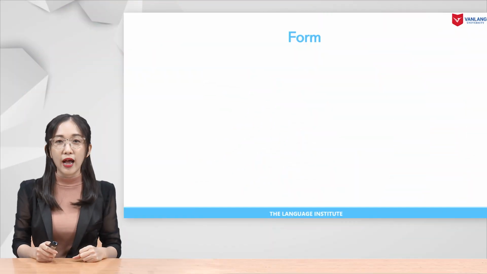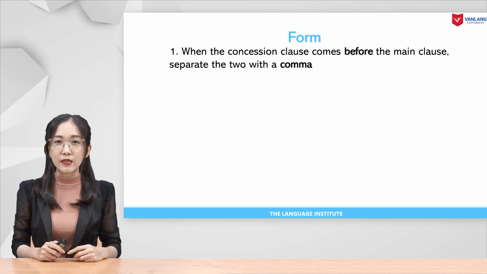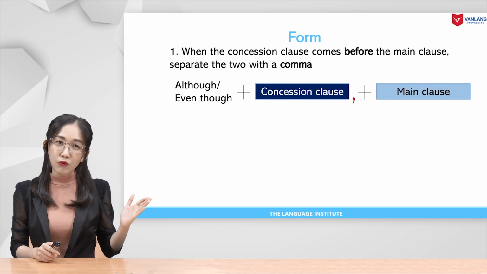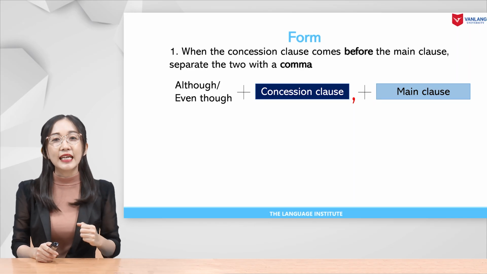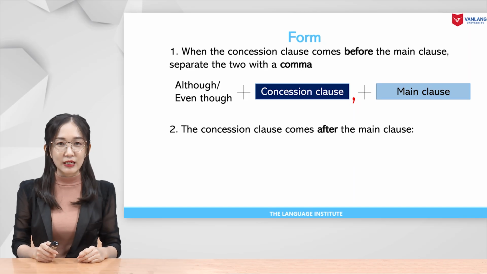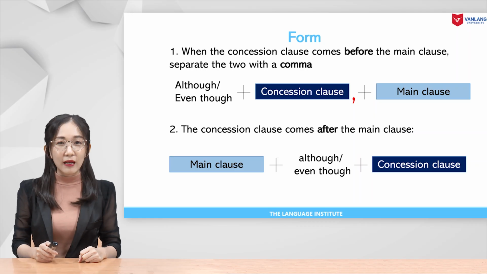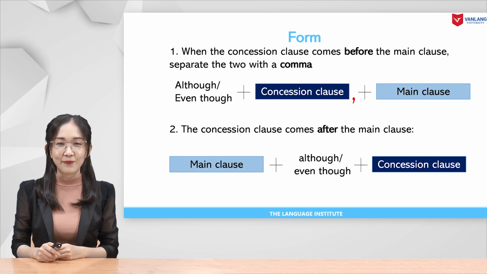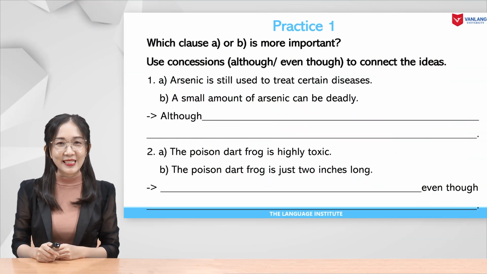Now, let's move on to how to form the concession sentences. When the concession clause comes before the main clause, the form will be although or even though plus concession clause, comma, and main clause. Remember to separate the two with a comma. When the concession clause comes after the main clause, the form will be main clause plus although or even though plus concession clause. Now, let's practice.